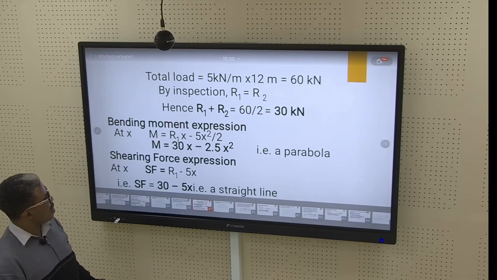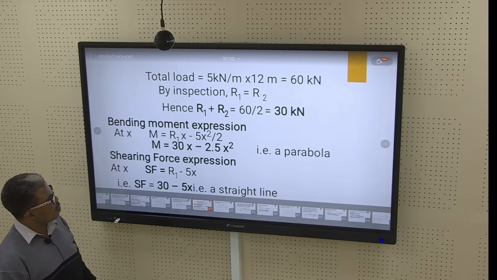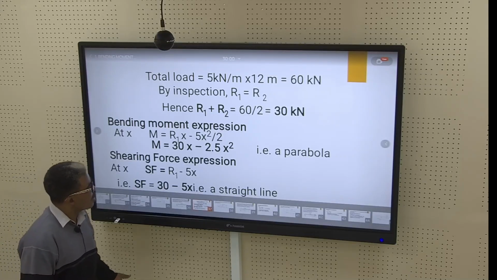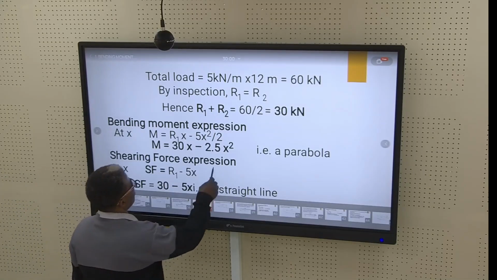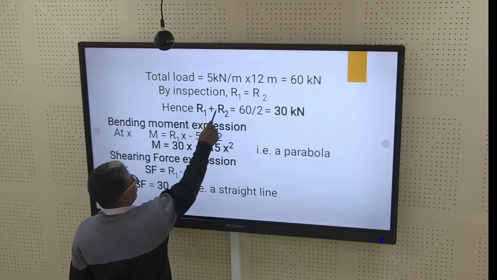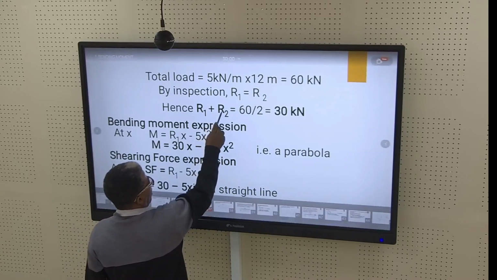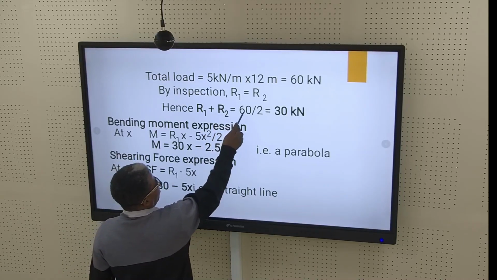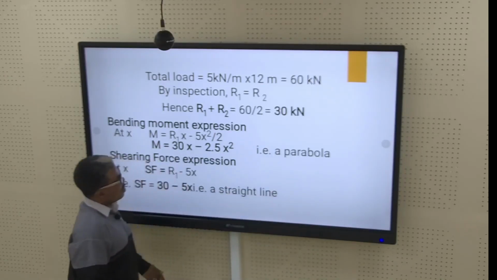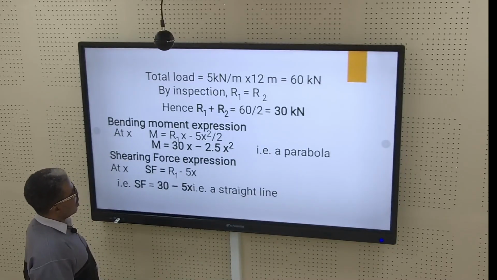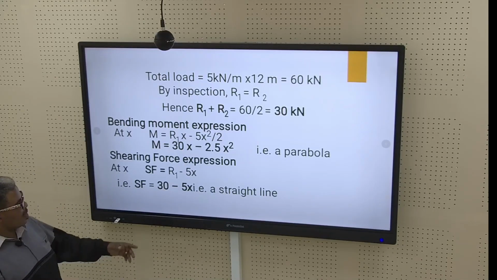This makes R1 plus R2 equal to 60 kilonewton. That means R1 is equal to R2, which is equal to 60 divided by 2. It becomes how much? 30 kilonewton. So R1 is equal to R2, which is equal to 30 kilonewton.